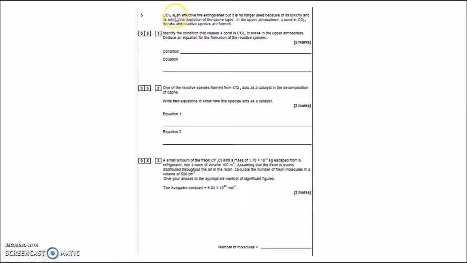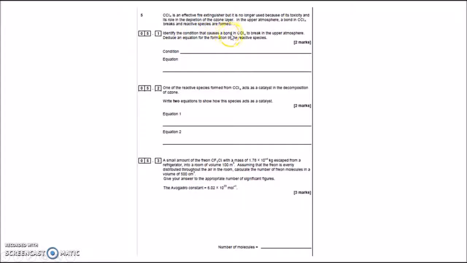Question number 5. CCl4 is an effective fire extinguisher and is no longer used because of its toxicity and its role in the depletion of the ozone layer. So depletion means to remove the ozone layer. Ozone is a form of oxygen. Instead of being O2, it's O3. In the upper atmosphere, a bond in the CCl4, that's carbon bonded to 4 Cl atoms, breaks. The bond that's broken must be a carbon to chlorine bond, and the reactive species are formed. A reactive species that's formed in this case is called a radical.